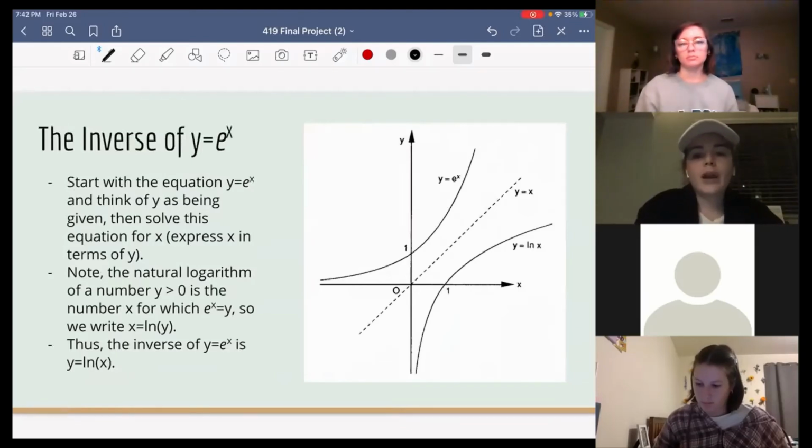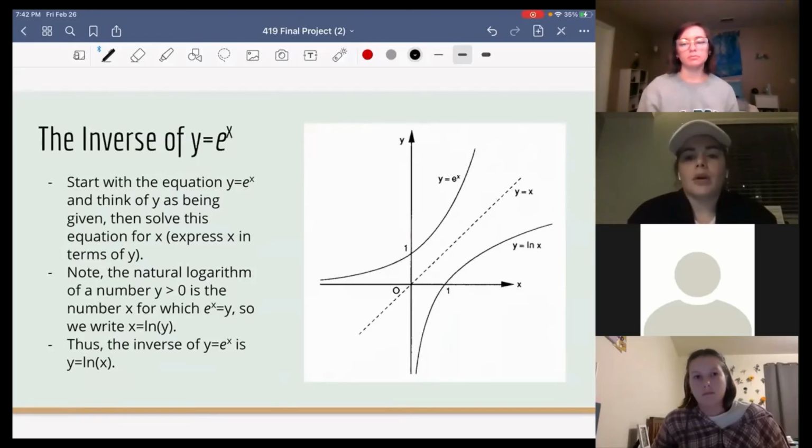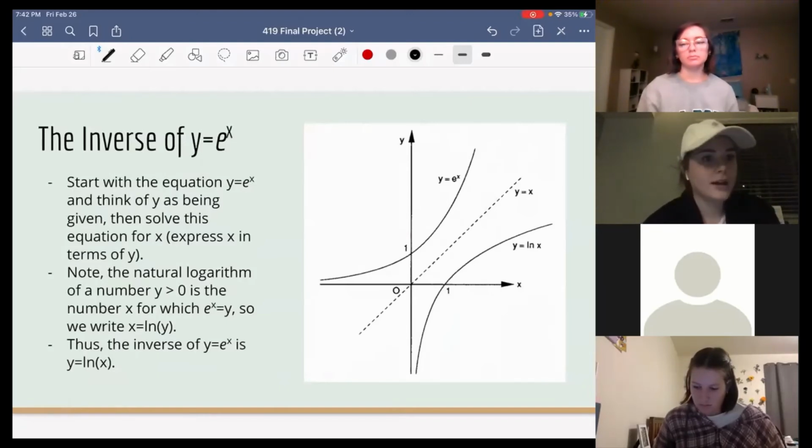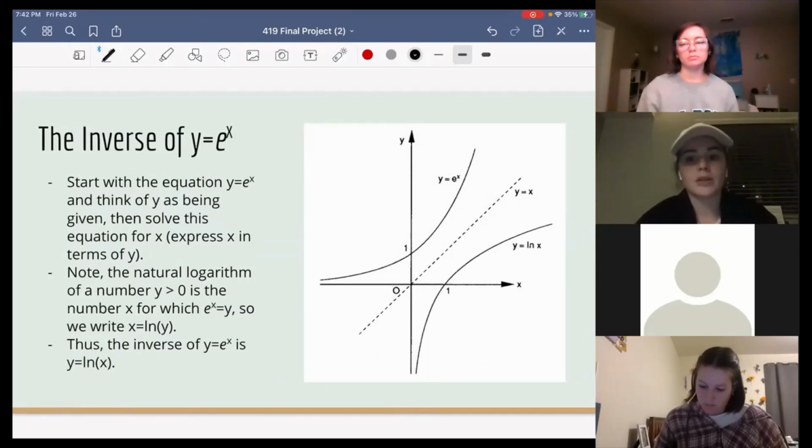So when trying to find the inverse of the function y equals e to the x, we first start with this equation, and then we want to solve for x in terms of y, just as we've done in the past to find inverses. So we make a note that the natural log of a number y greater than 0 is the number x for which e to the x equals y. So this allows us to write x equals the natural log of y. And so then we have done what we set out to do. We wrote x in terms of y, and now we can interchange x and y. And we can see that the inverse of y equals e to the x is y equals the natural log of x.